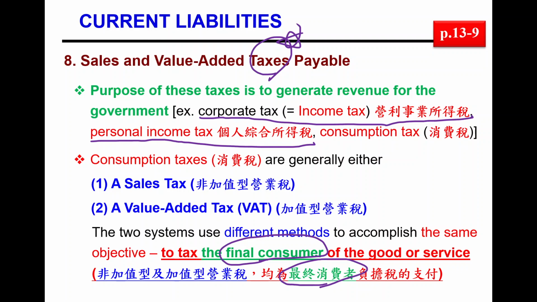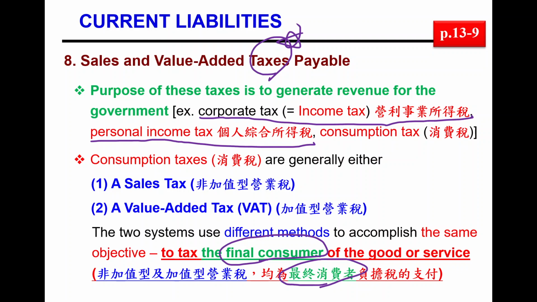Okay? For consumption tax, 消费税 means the consumer has to pay the tax. So like what? You want to buy a drink, you want to buy food. So you have to pay the tax for your drink, for your food. So this kind of tax, we call it sales tax. Have you learned this term before? Sales tax, 销售税, right?